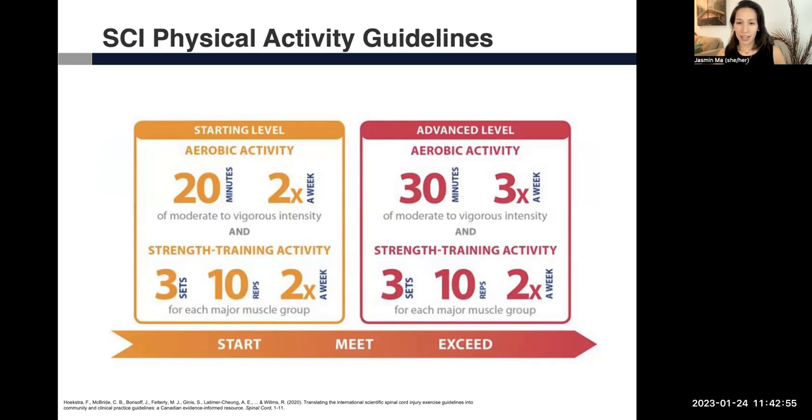And then at the advanced level, the minimum that we'd need to achieve to see cardiometabolic health benefits, we would increase that to 3 times a week, 30 minutes, again, that moderate to vigorous intensity, and maintaining that strength training at least twice a week. So goals that we can set as benchmarks, either for a place to start or a place to aim for down the road. And as we come to achieve those benchmarks, we can work towards exceeding them.